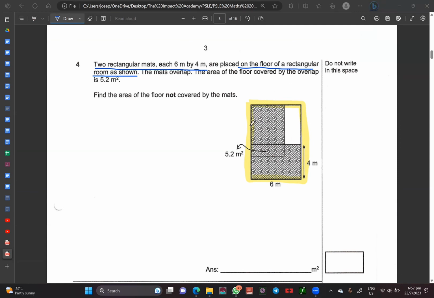So now this is confusing because a lot of students are not able to see this as a cube. They are not able to see this as the mat.